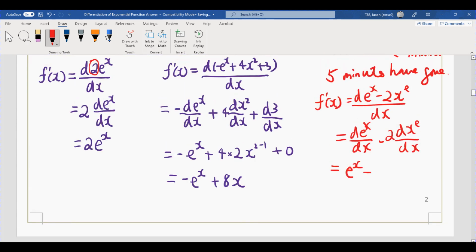So that means if you apply the power rule, you put that e to the front, and in the power, e minus 1. So that's it. So this is the answer.